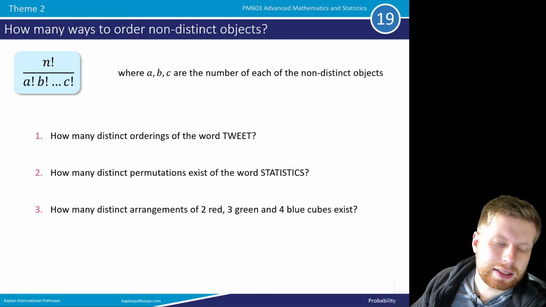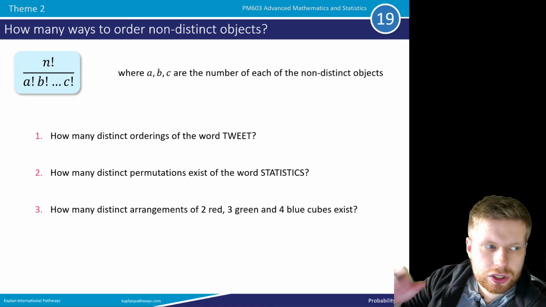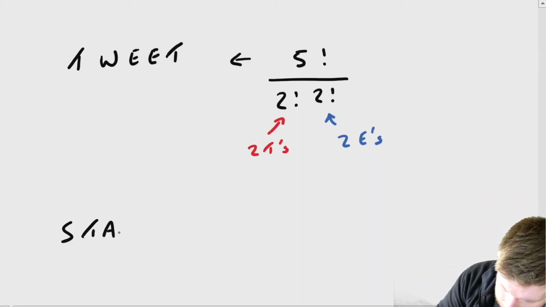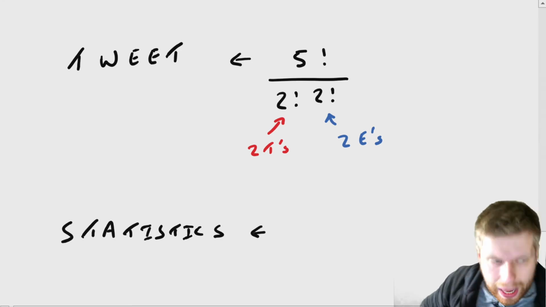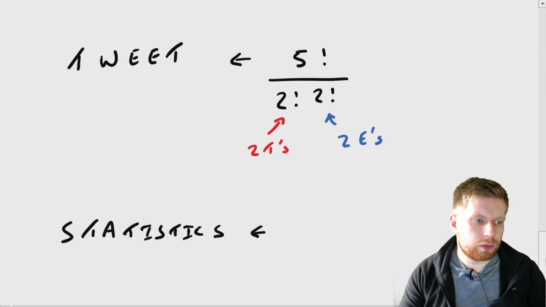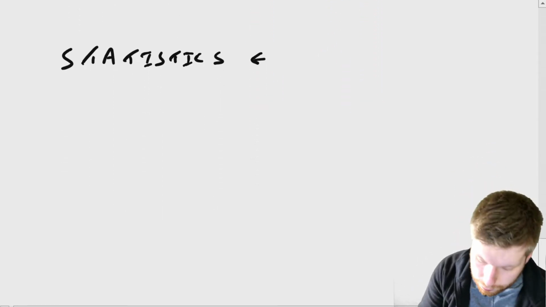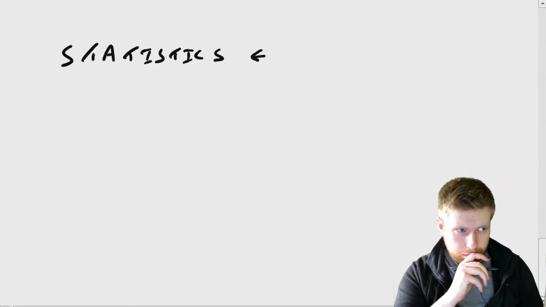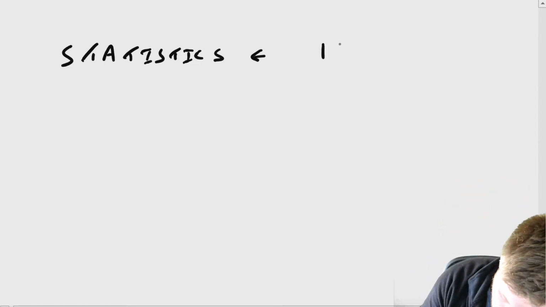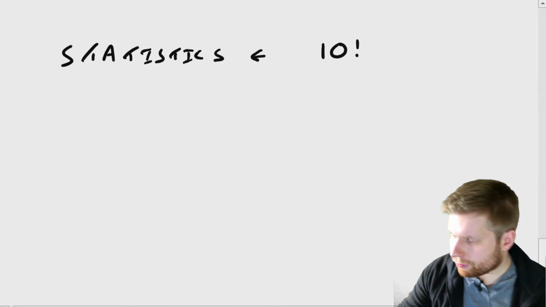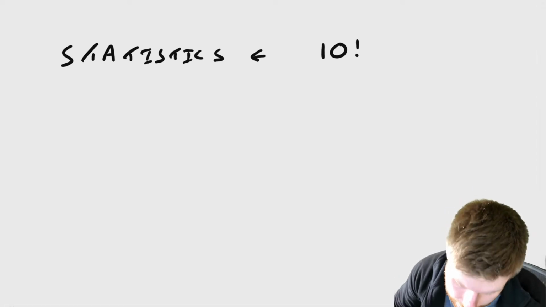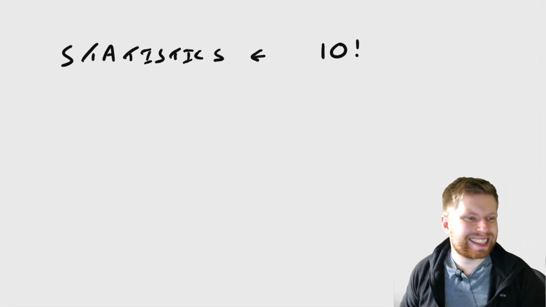Let's have a look at statistics. Okay, so how many distinct permutations exist of the word statistics? Well, let's have a look. If I write the word statistics out, like so. Well, how many letters are there in total? Okay, well, there's 1, 2, 3, 4, 5, 6, 7, 8, 9, 10 letters. Okay, 10 letters here. So therefore, in general, or usually, there'd be 10 factorial ways of arranging these 10 letters in a line. The S, the T, the A, the T, the I, the S, the T, the I, the C, and the S.